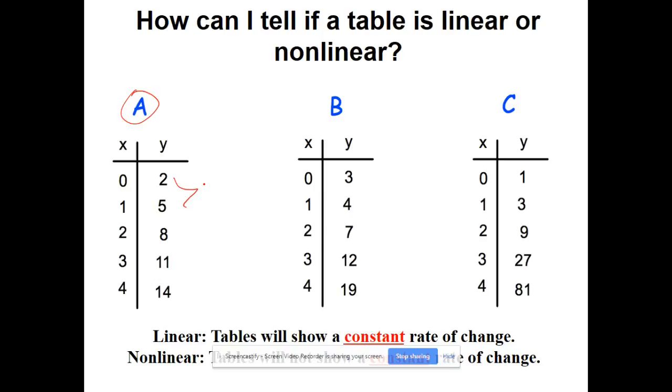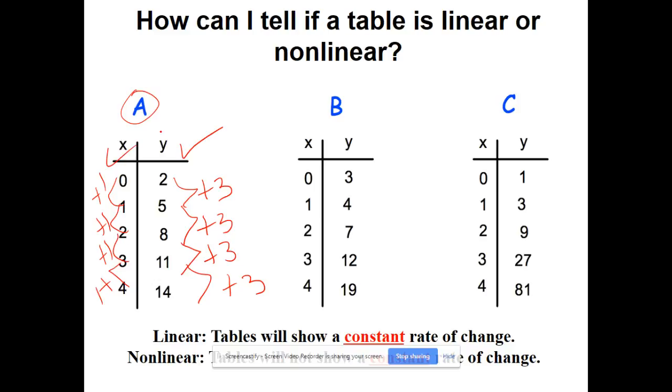I can see that my y value is increasing by positive 3, as 2 plus 3 is 5, 5 plus 3 is 8, 8 plus 3 is 11, and 11 plus 3 is 14. So my y's are increasing at a constant rate. Now I need to check my x values. 0 plus 1 is 1, 1 plus 1 is 2, 2 plus 1 is 3, and 3 plus 1 is 4. So my x values are also changing at a constant rate. If both my x and y values are changing at a constant rate, my table is linear.